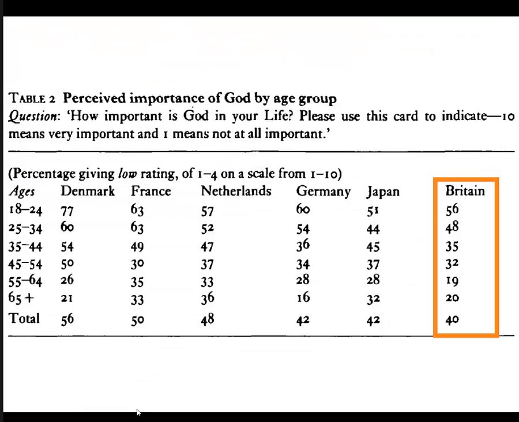Okay, so this time the table that we are going to be trying to reproduce is table 2 from Engelhardt and Appel, perceived importance of God by age group. So there are a few different things we're going to need to do here. We need to group together our responses to the question, how important is God in your life, again into one group of people responding 1 to 4 and another group for 5 to 10. We also need to combine our respondents into different age groups.